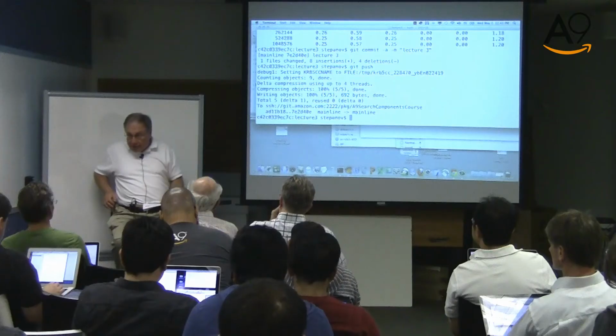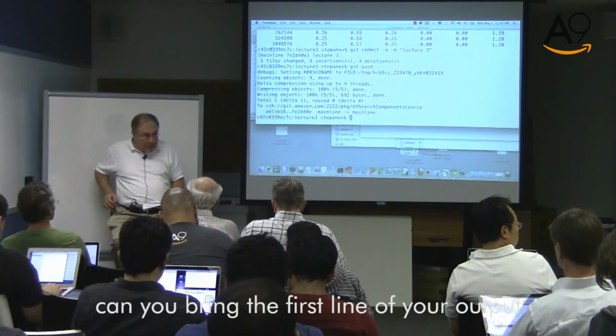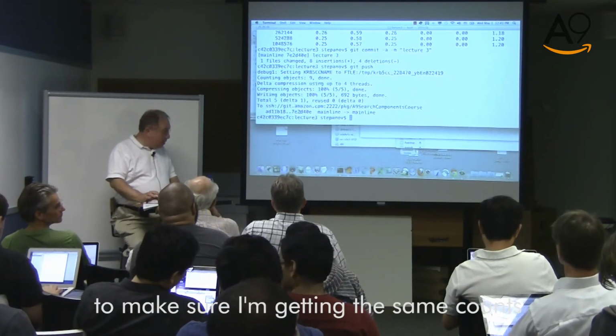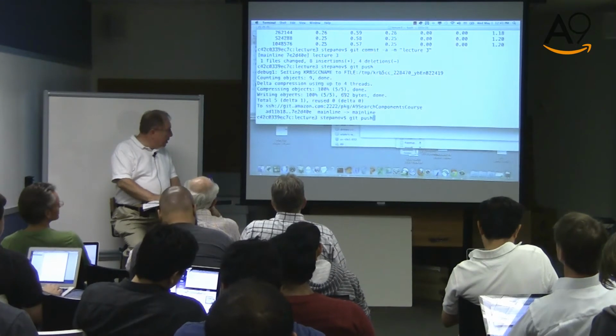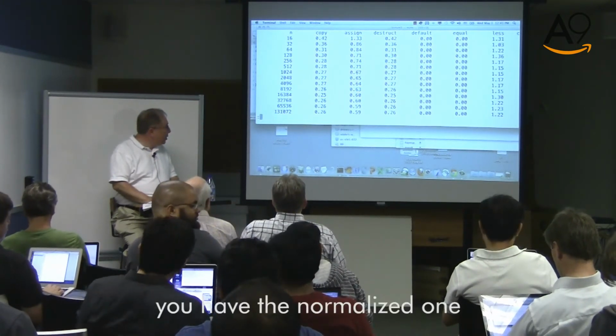So, okay, let us do the following exercise right now. You have everything. Try to compare the number of operations between std sort, std stable sort, and std partial sort. Can you print the first line of your output? Can you show us the first line of your output to make sure I'm getting the same counts you're getting? Yeah. You have the normalized one.